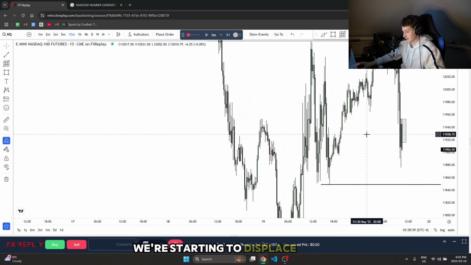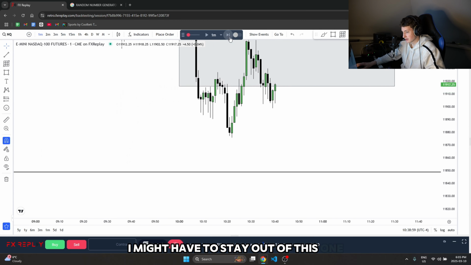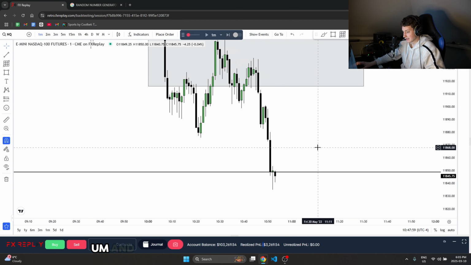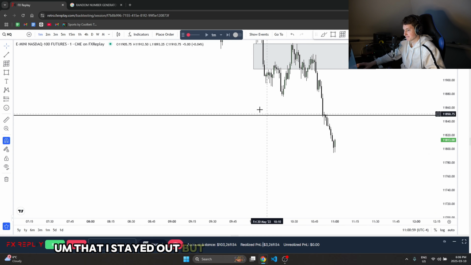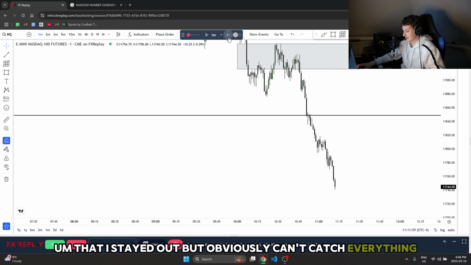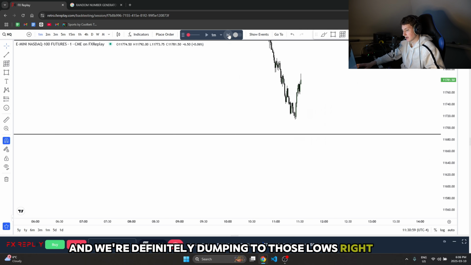We're starting to displace lower. There's a 15-minute gap right there. I might have to stay out of this one. And we did dump those lows. Unfortunate that I stayed out, but obviously you can't catch everything. I stay out when I think it's necessary, and we're definitely dumping to those lows right now.